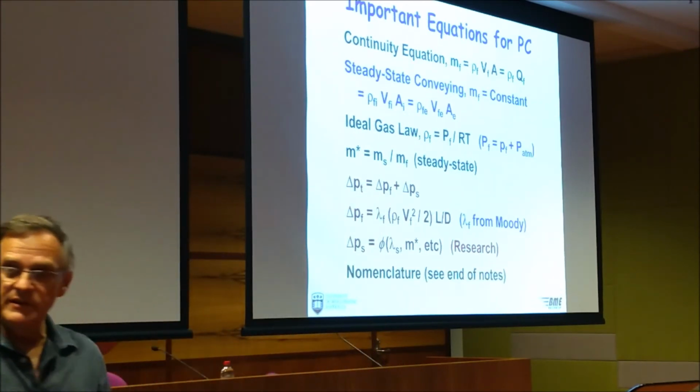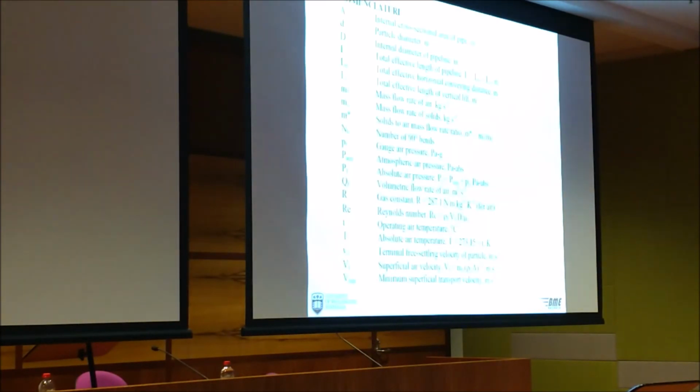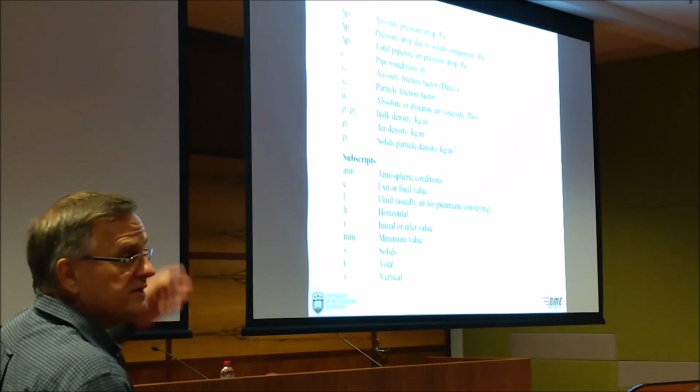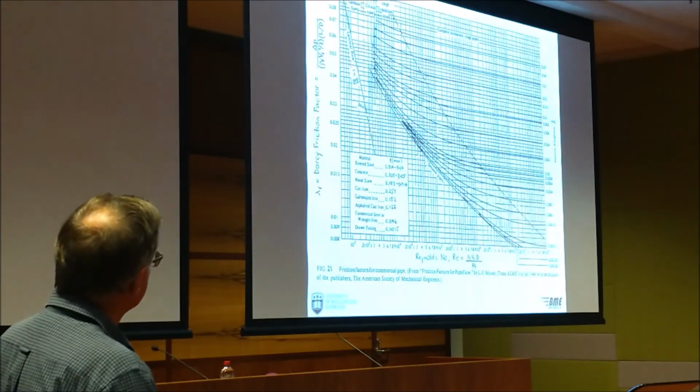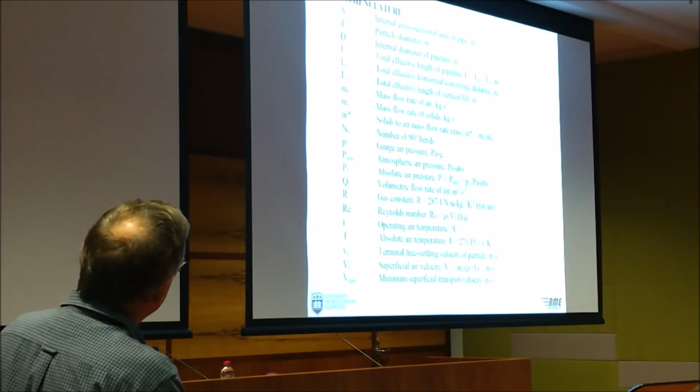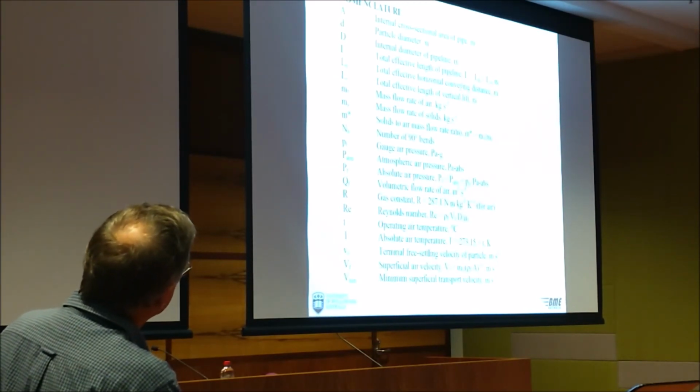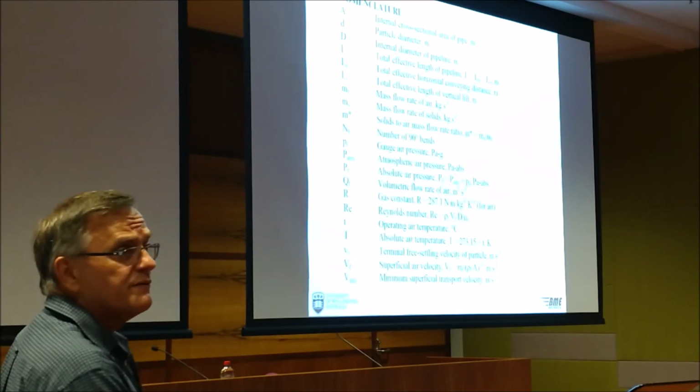All these symbols are at the end of the notes, in your PDF. All of those symbols are defined there. Everything should be there. If I've forgotten something, let me know. So for example, M star is M_S divided by M_F. M_S is the mass flow rate of solids, M_F is the mass flow rate of air, etc.